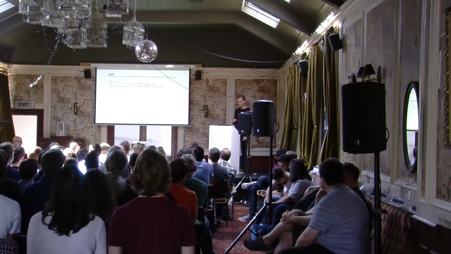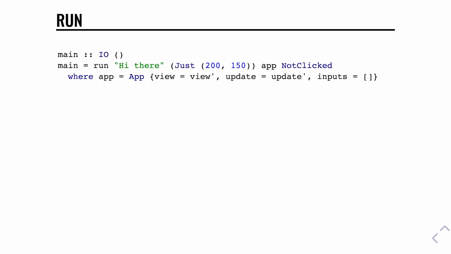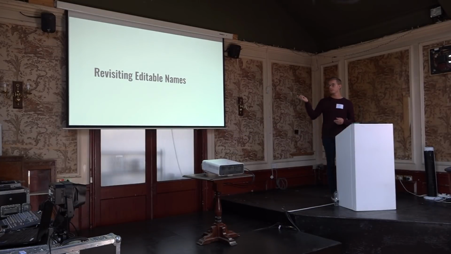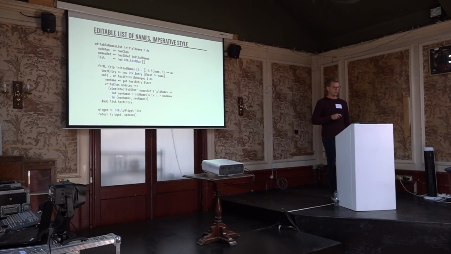When we run this, we provide our app and we start with not clicked. Okay, this Hello World would work just as the thing we saw before. We will also have a look at this editable names list, which was more complex in our initial imperative GTK version. This was what we had before.